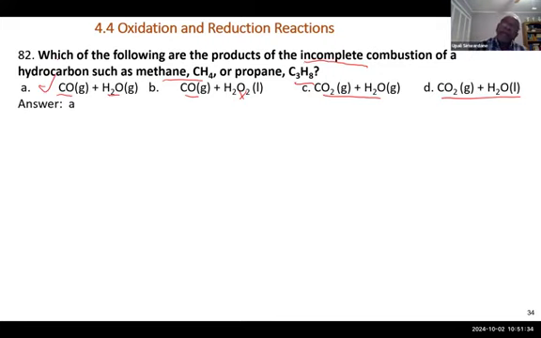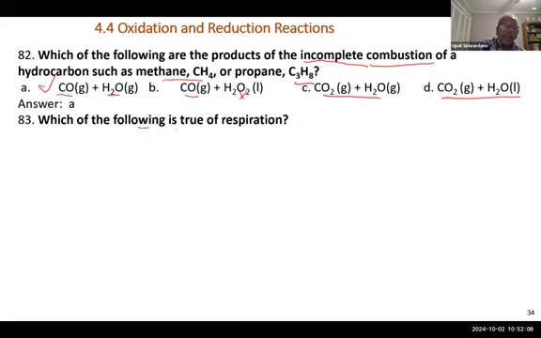Remember, if you burn natural gas, or if you start your car in the garage with the garage door closed, it creates incomplete combustion of fuel, carbon monoxide and water. That's called incomplete combustion. That can kill you if you start your car in a closed garage and stay around.